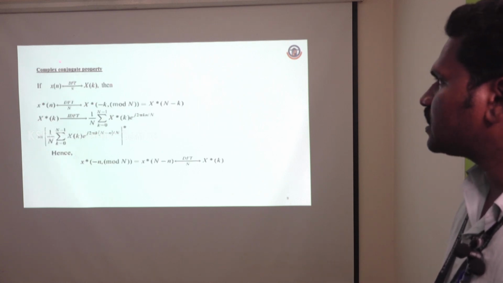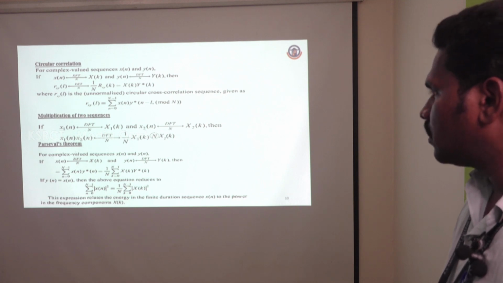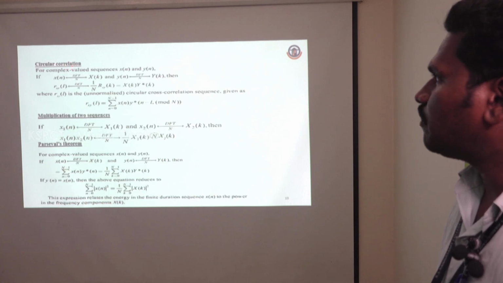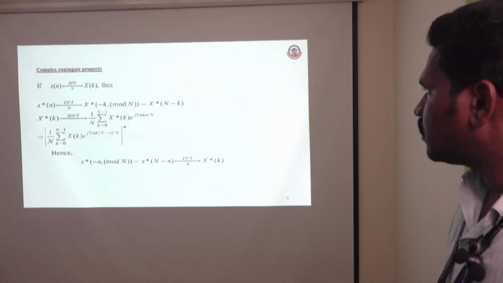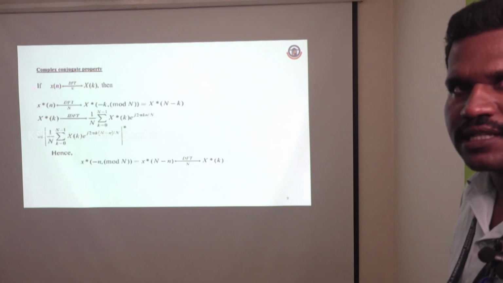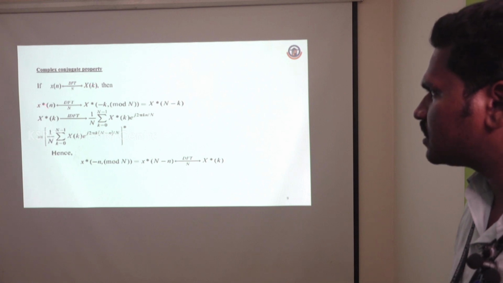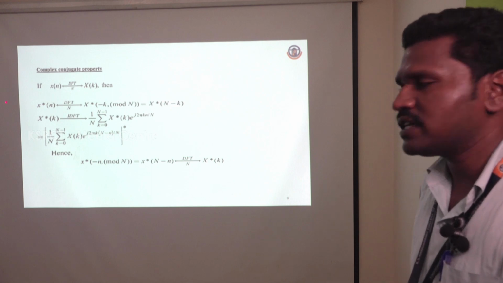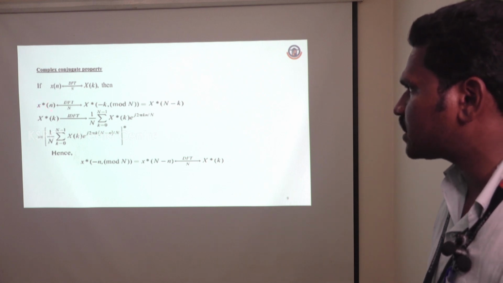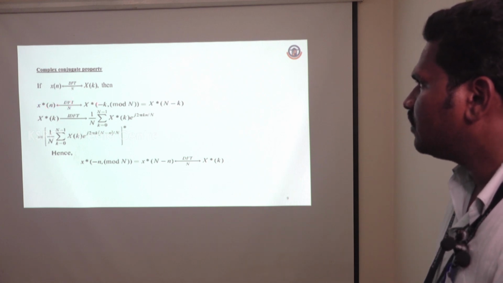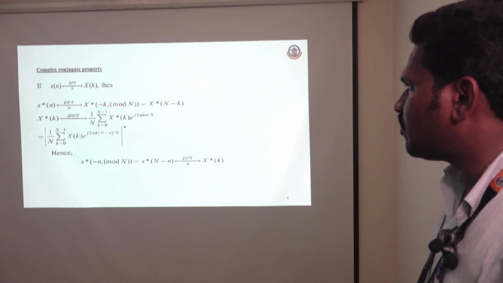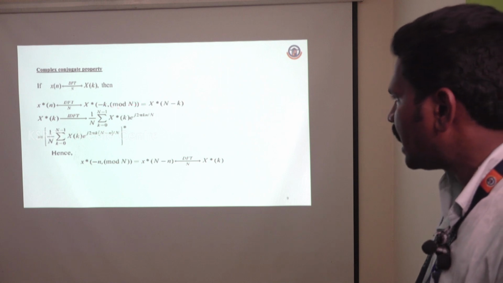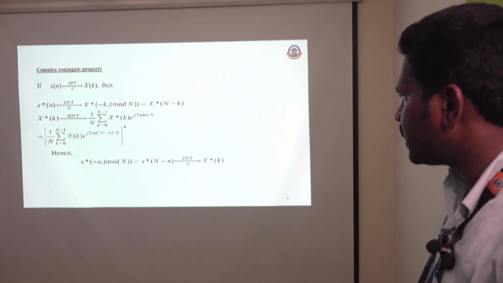And another property is the complex conjugate property. As we know that x of n tends to be x of k, and the complex conjugate, with the star symbol as prefix. X conjugate of n, we can take a DFT, we can get x conjugate of minus k, comma modulus operator of N, that is equivalent to capital X conjugate of N minus k.